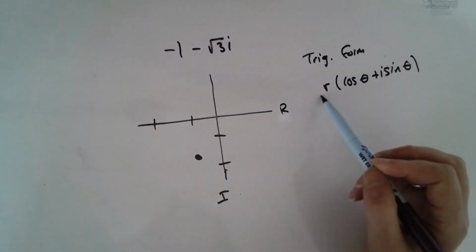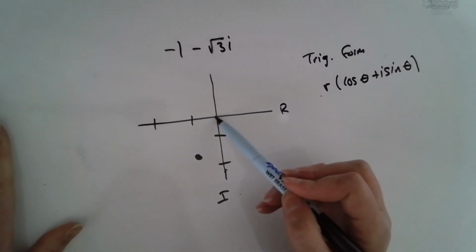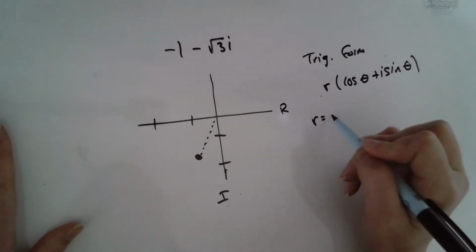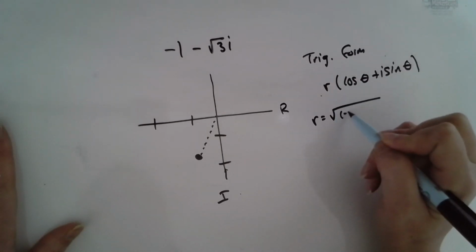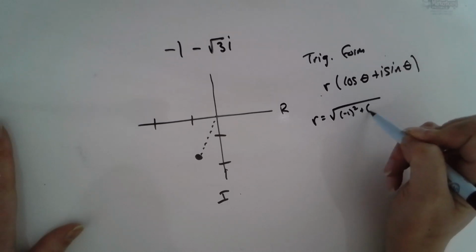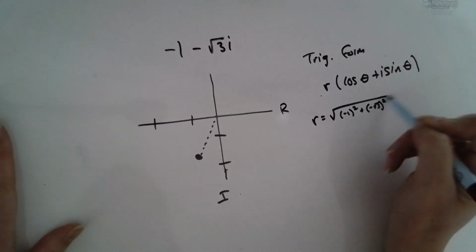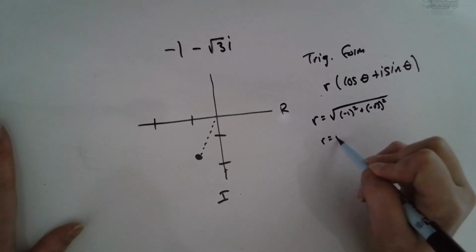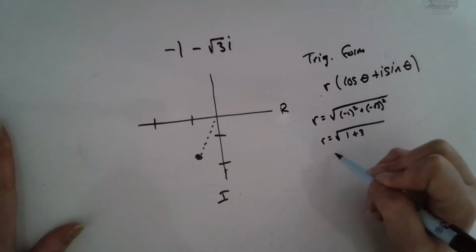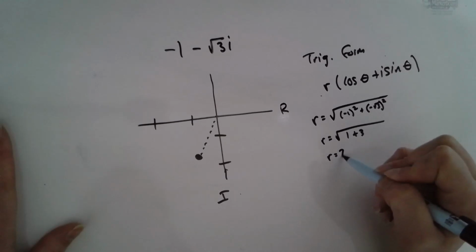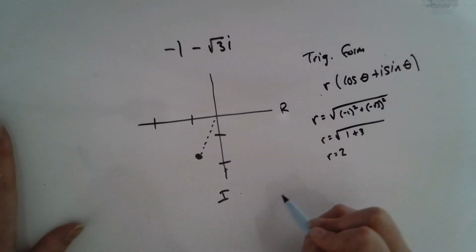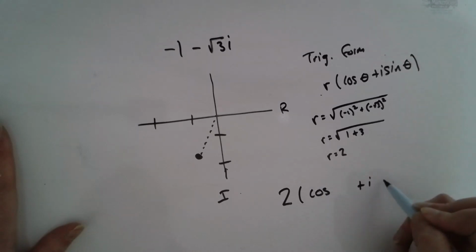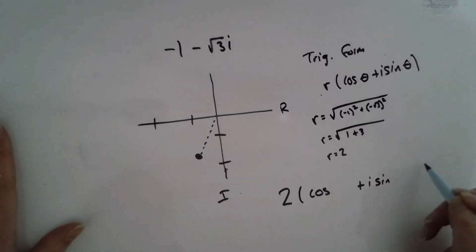First thing we need to do is find the r. The r is that absolute value. So r equals the square root of -1 squared plus negative square root 3 squared. Never put the i in the absolute value. So r equals the square root of 1 plus 3, so r equals 2. So I have 2 cosine something plus i sine something.